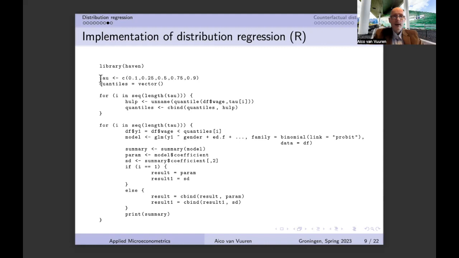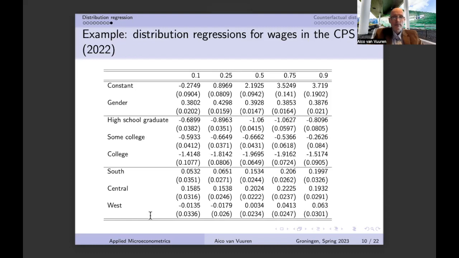And then, again, I'm going to, first of all, calculate the unconditional quantiles of the wage distribution. And then for all these quantiles, I'm going to first of all introduce a dummy variable for the wage being smaller than a quantile. Then I do probit. I do the summary in order to get the coefficient, the standard deviation. I store them into result and result1, and I actually print them. Then we get the following results.